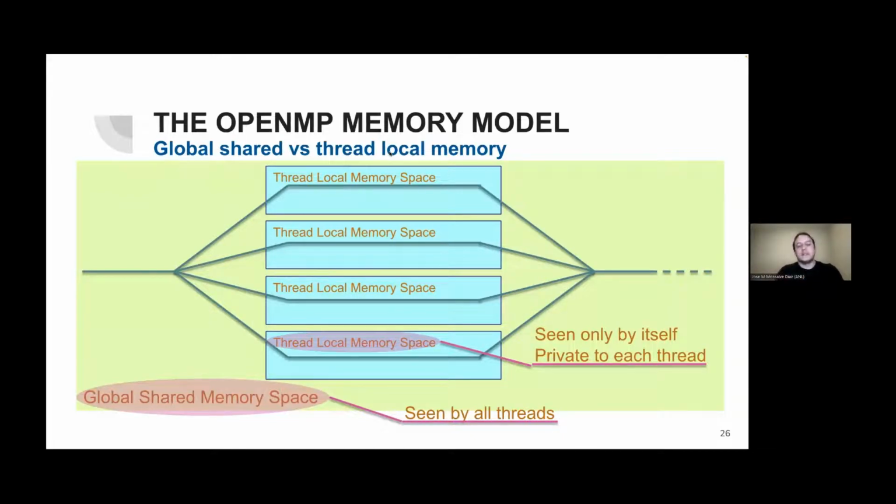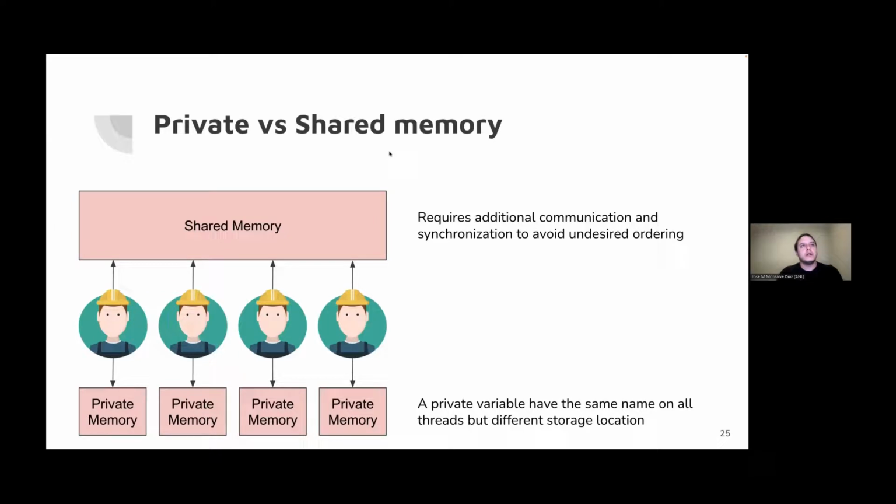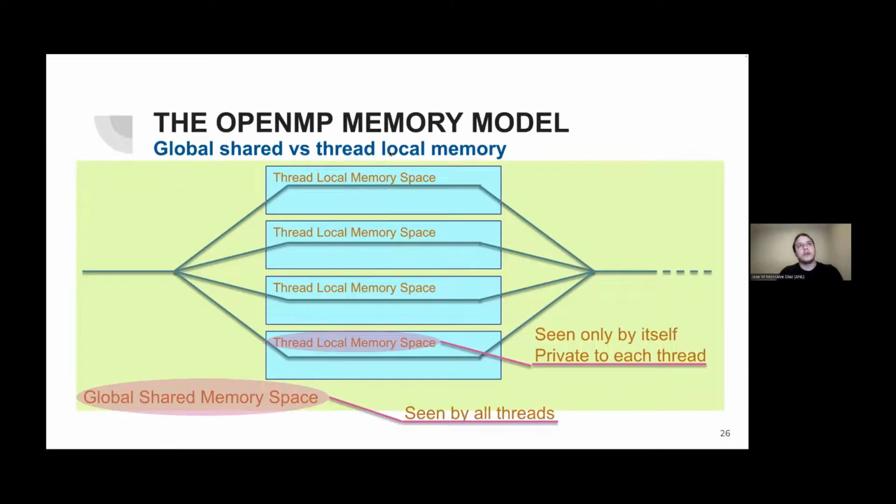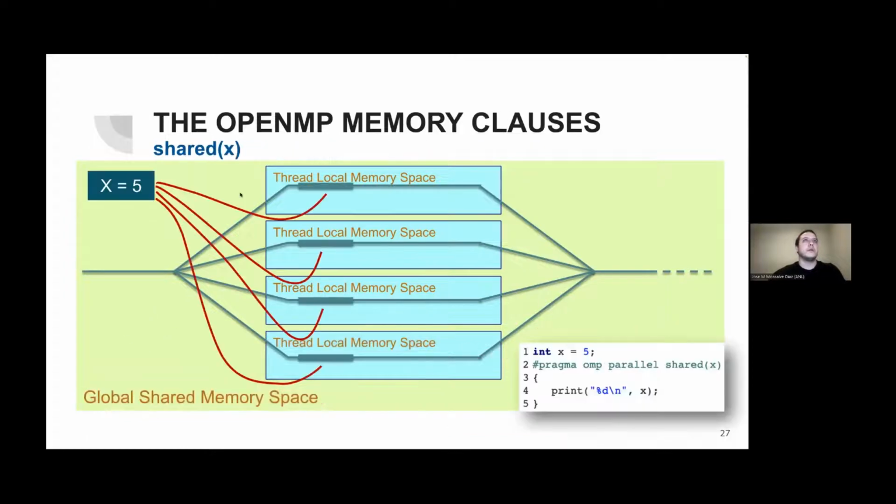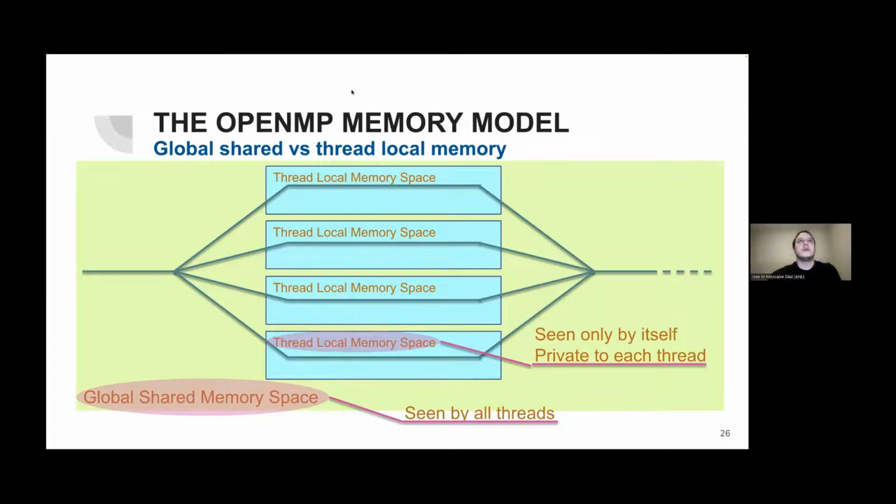Okay, so this is pretty much the same thing that we have here. It's just that I'm putting it on top of the fork-join model. And what we are seeing here is that we have some region in green that I'm calling the global shared memory, and some region in blue that I'm calling the thread local memory, right? The global shared memory is going to be seen by all the threads, while the local memory is only going to be seen by the particular thread I have there, okay?